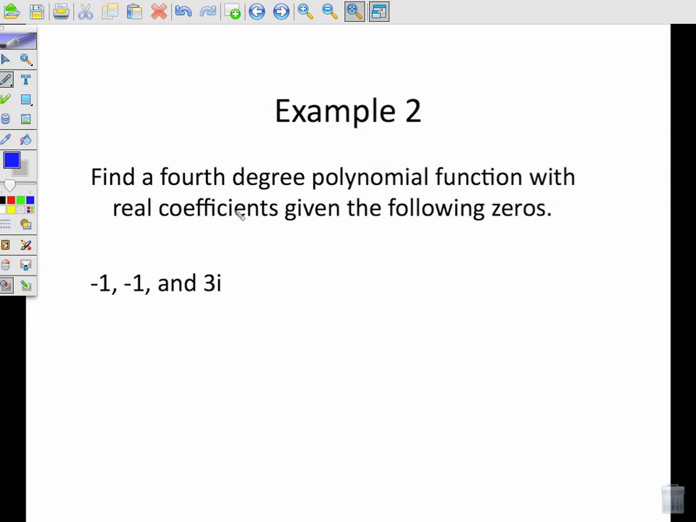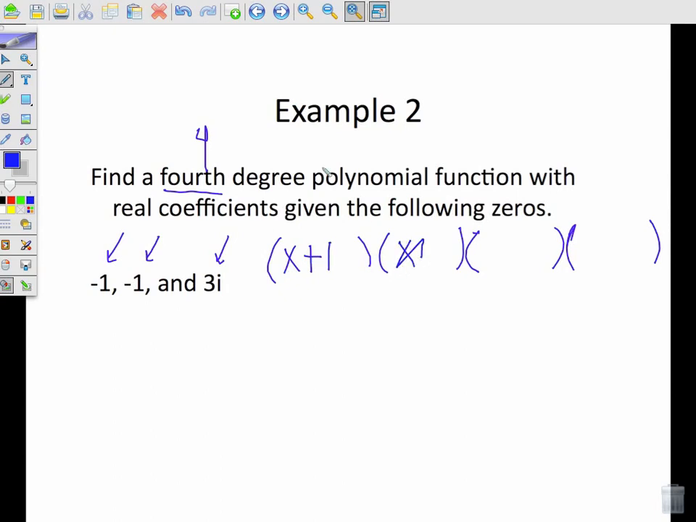All right, another thing that we're going to look at is taking the zeros of a polynomial here, and we're going to write and find a 4th degree polynomial. So we need 4 zeros or 4 factors. We need 1, 2, 3, 4 factors. One of them is going to be x plus 1. The second one would also be x plus 1.